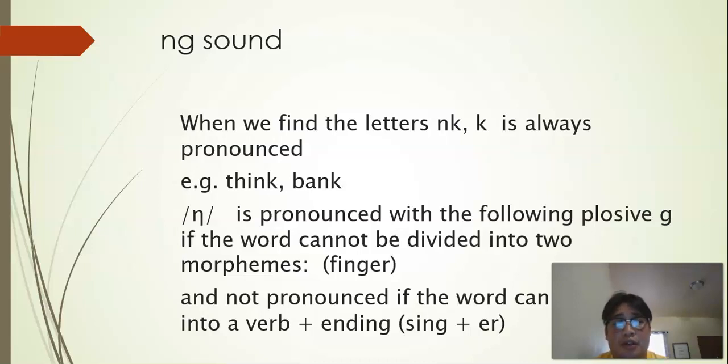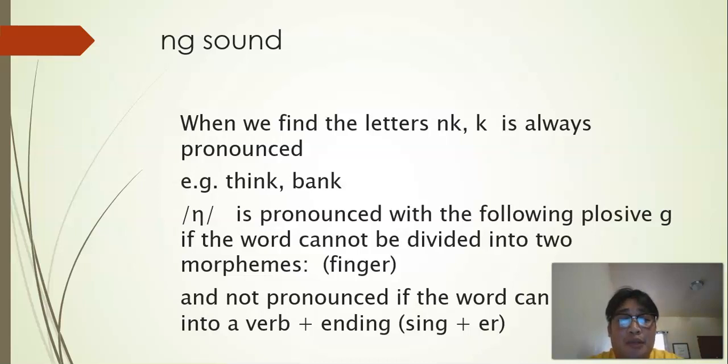It's always pronounced. Ng is pronounced with the following plosive g if the word cannot be divided into two morphemes. Example, finger. And g is not pronounced if the word can be divided into a verb plus ending, as in singer. Listen to it. Try doing it by yourself as well. Finger, singer. Finger, singer. You can tell the difference at finger, because that morpheme is not able to be split. We don't say fin, we say finger.